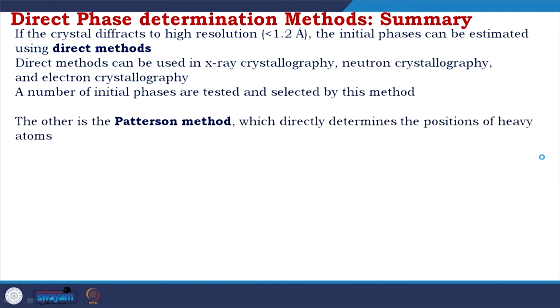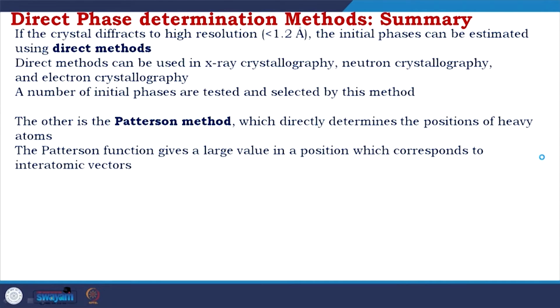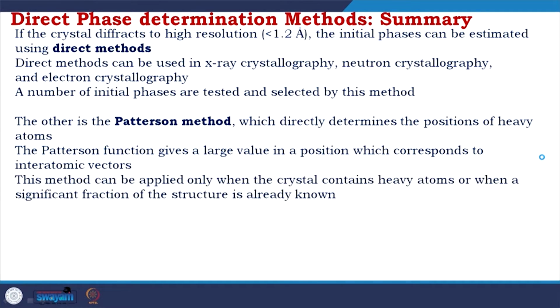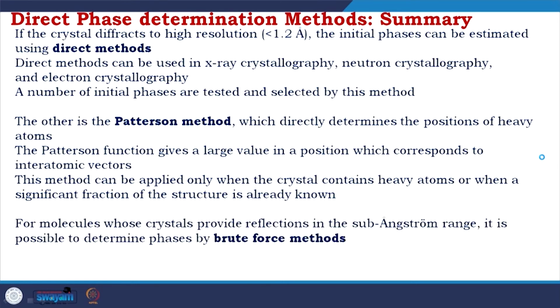The other one is the Patterson method, which directly determines the position of heavy atoms. The Patterson function gives a large value at positions which correspond to interatomic vectors. This method can be applied only when the crystal contains heavy atoms or when a significant fraction of the structure is already known. For molecules whose crystals provide reflections in the sub-angstrom range, it is possible to determine phases by the brute force method.